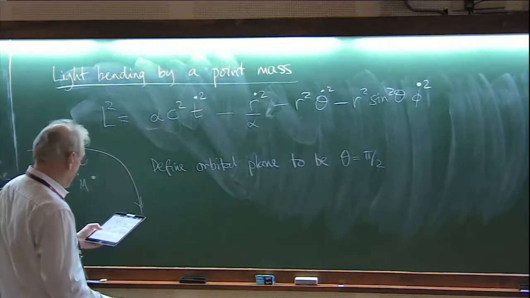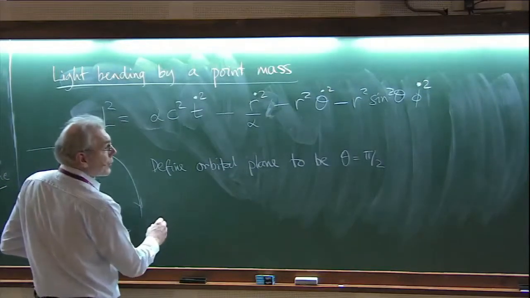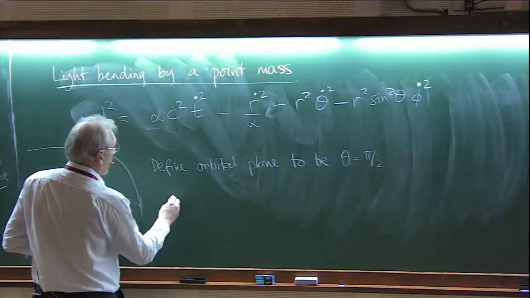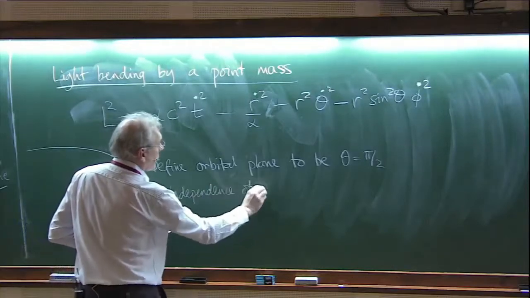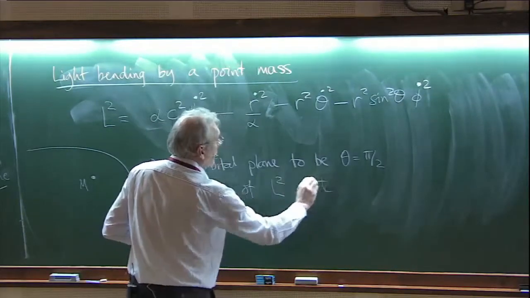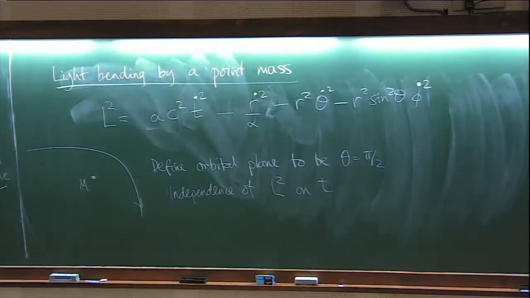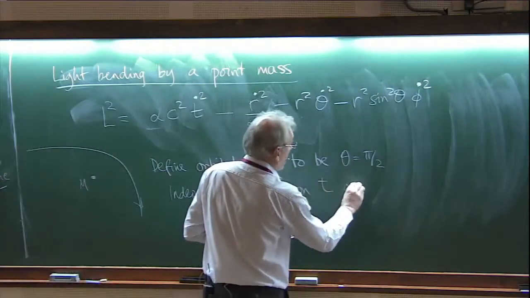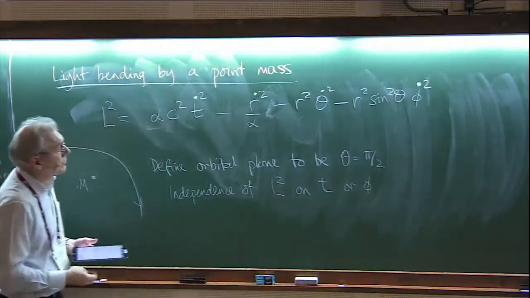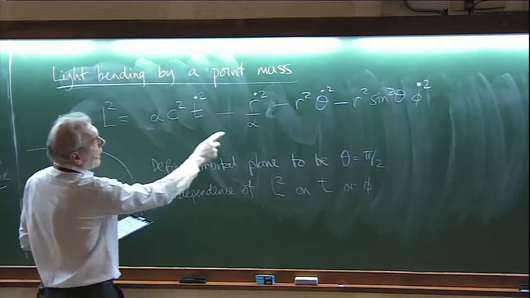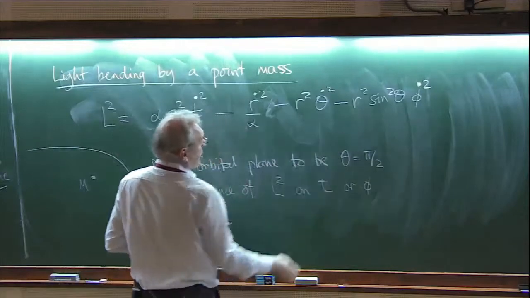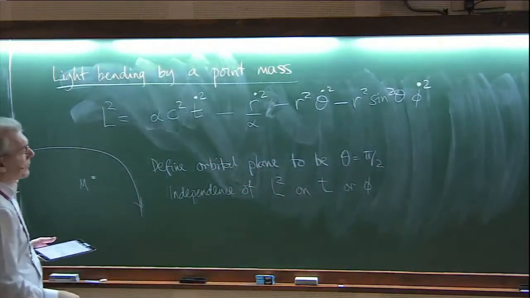Okay, now we see that the equations lead to some conserved quantities. You'll see that there's no explicit dependence of L squared on t, or indeed on phi. So it's a stationary metric, there's no time dependence. There's some r dependence through alpha, there's an r that appears here, but there's no explicit dependence on t and phi.